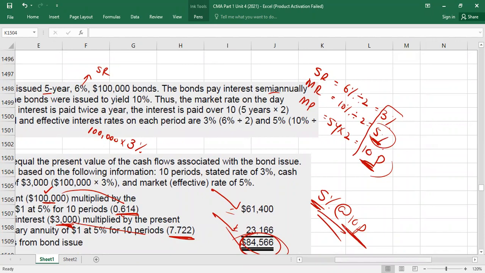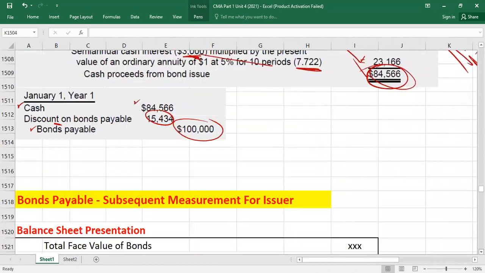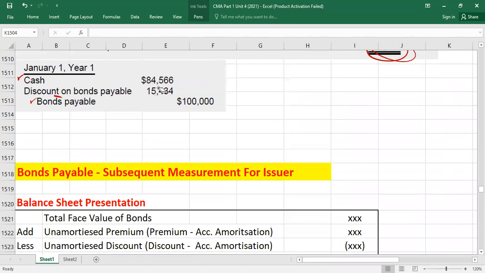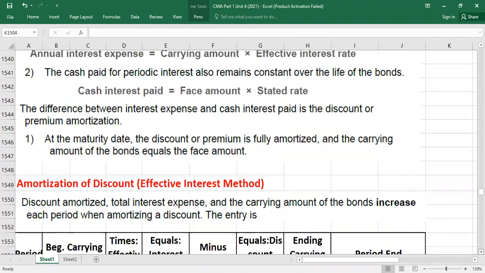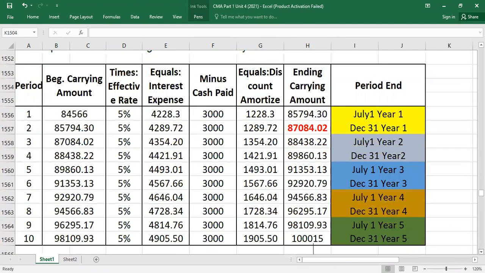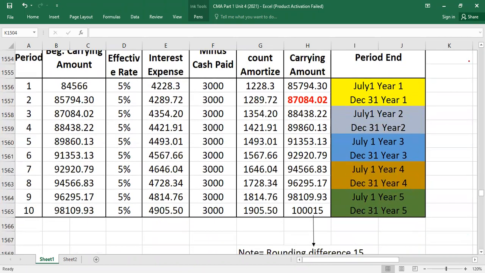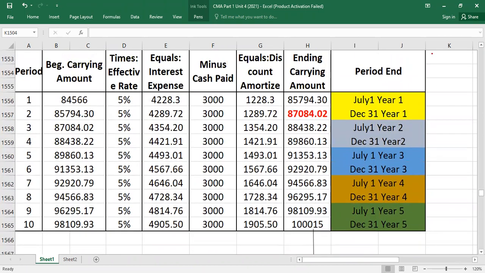And what I will do now, I'm going to show you the table. My total present values are how much? 84,566. So the 10 periods I'm going to solve now by using the effective interest method. So these are the 10 periods. Understood? We will write first period 1. Period 1 means the first 6 months. Period 2 means the next 6 months. Period 3 means the next to next 6 months, like that. Understood? But you have to write how many periods? 10 periods.